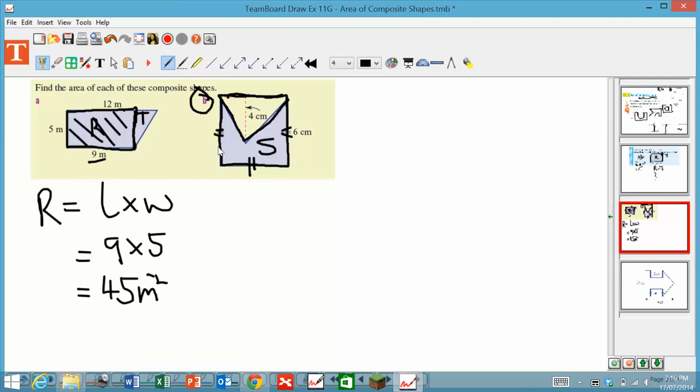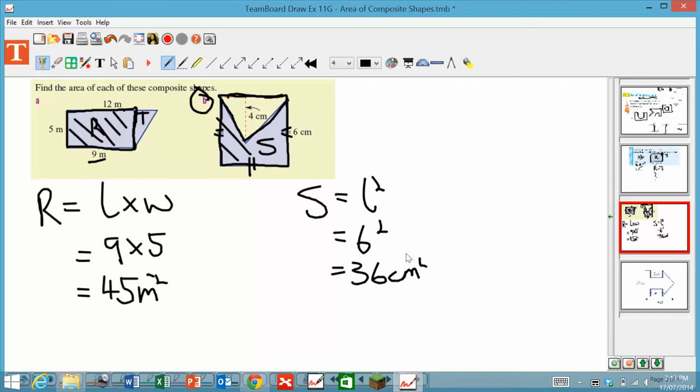So let's calculate the square. I'm going to calculate all of that area as if that was a complete square at this point. Okay, so my area of a square, which is length squared, or length times length, which is 6. So 6 squared, which equals 36 centimeters squared.